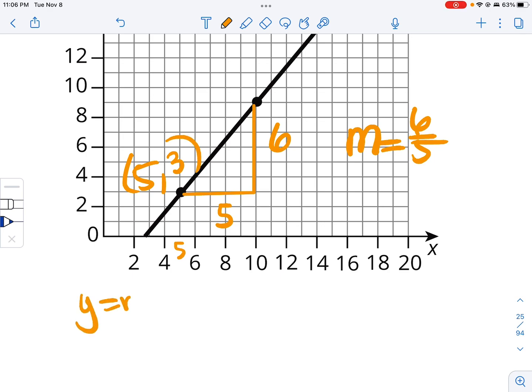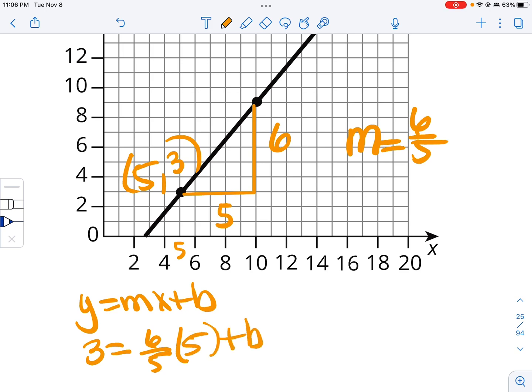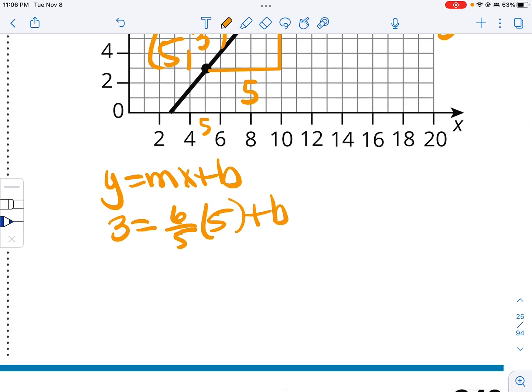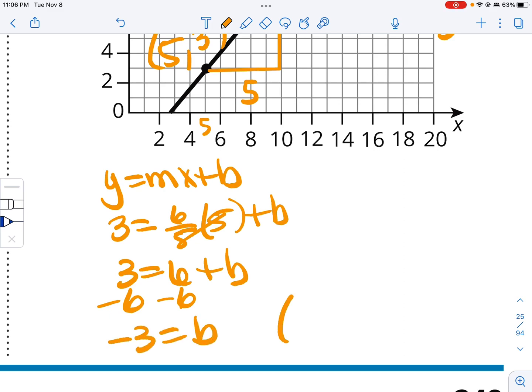So y equals mx plus b. The y value is 3. The m value is 6 over 5 times 5 plus b. So these 5's cancel, so 3 equals 6 plus b. Subtract 6 from both sides and get negative 3 is equal to b. So the y-intercept is 0, negative 3.